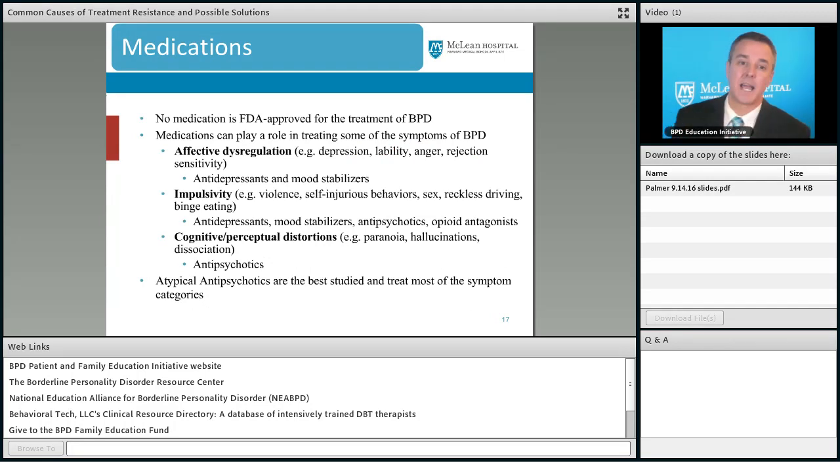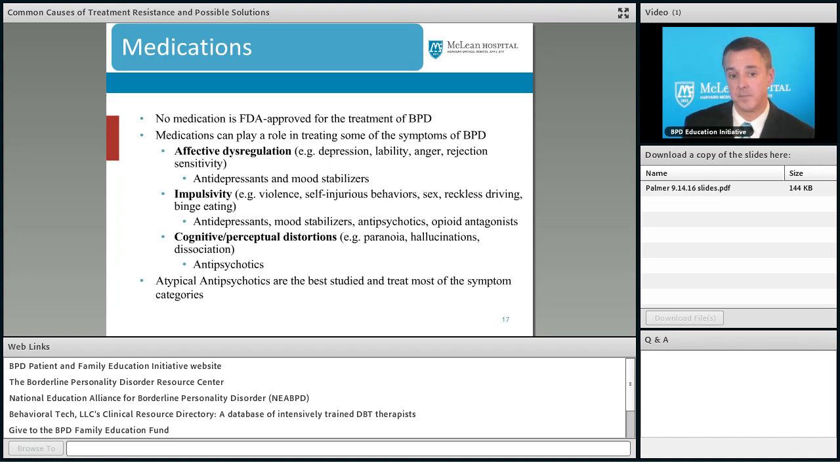Medication. So I want to start out with saying no medication is FDA approved for the treatment of borderline personality disorder, and this is a really important point. Medications often do play a role in treating some of the symptoms of BPD, so they can treat depression, lability, anger, and usually for those we use antidepressants and mood stabilizers or atypical antipsychotics.